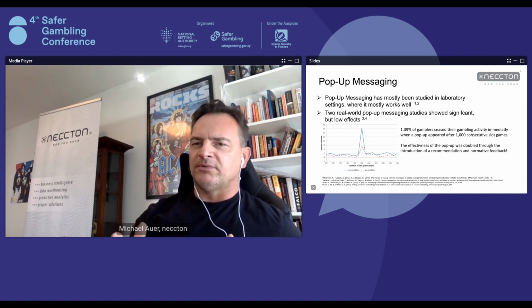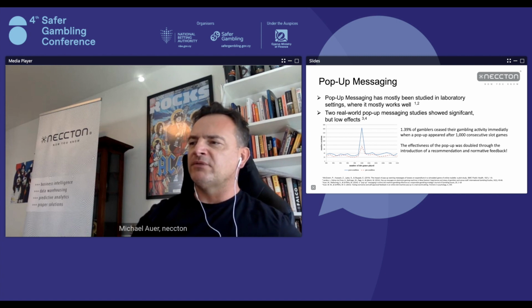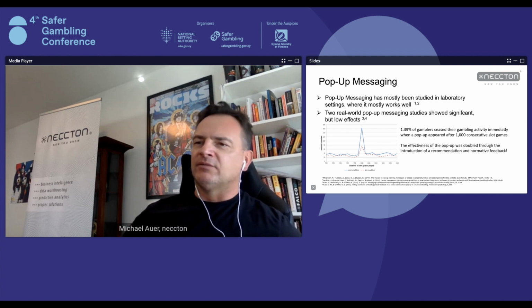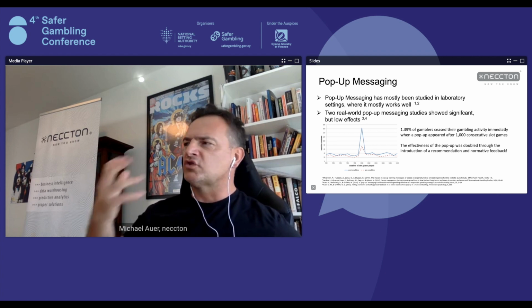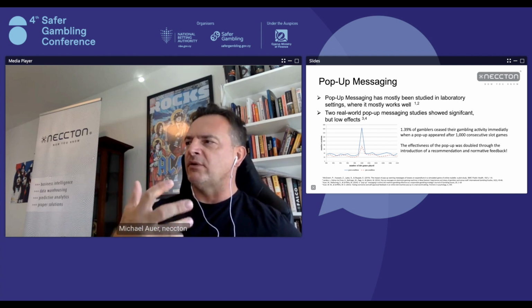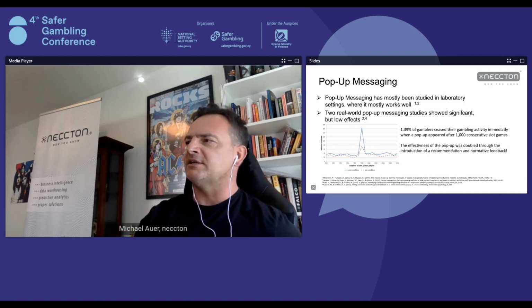Because in an hour, if you play the slots consecutively, you can play 1,000 games, and then a pop-up appeared. And we found that very few players actually stopped. You see this here in the chart on the left-hand side, it was 75 players, and I think 7.64% of players who saw this pop-up message actually stopped gambling. So the impact was very low, right? Out of 1,000 players, maybe 6 players stopped gambling once they saw this pop-up message.